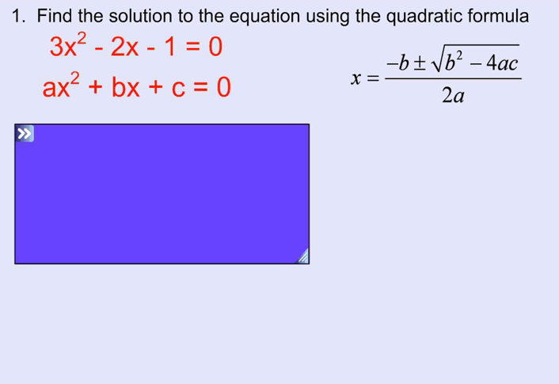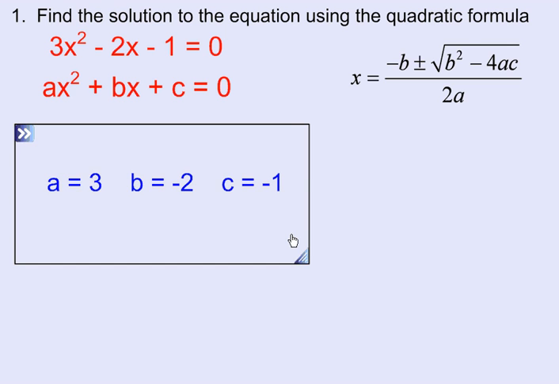So if we take example 1, find the solution to the quadratic equation, we can see that our equation is already solved for 0. 3x squared minus 2x minus 1 equals 0. And if you note how we wrote it on the last page, a is the coefficient of the x squared, b is the coefficient on the x term, and c is a constant. And so in this problem, a is 3, b is negative 2, and c is negative 1.